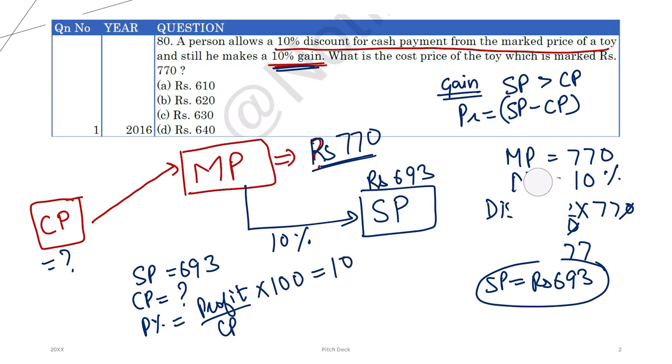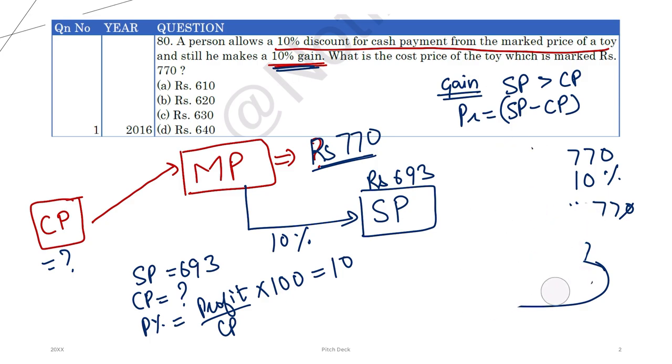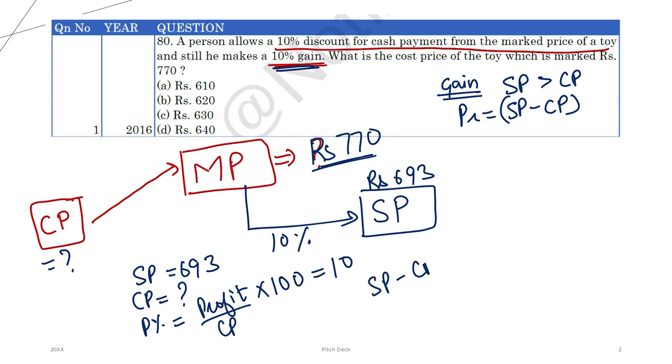Now, I will just erase this part, this area. So, profit percentage is profit divided by cost price into 100. This is what we have learned in the last video. Now, from here, can we put the formula of profit as SP minus CP divided by cost price is equal to 10 by 100, or we can write it as 1 by 10. This is clear. Now, selling price is 693, so 693 minus CP divided by CP is equal to 1 by 10.